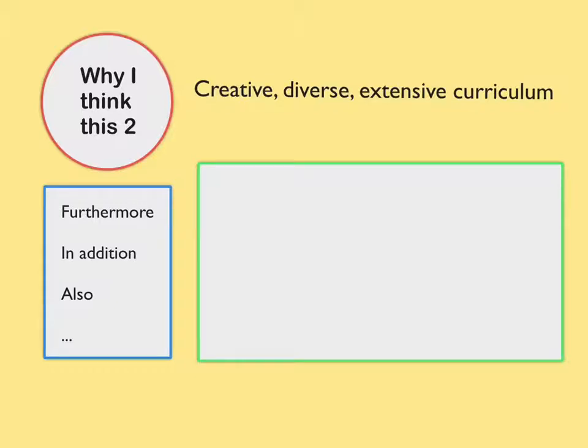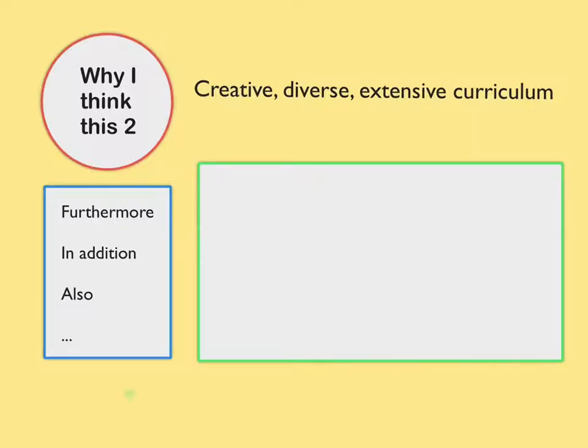Right, so today it's clear that we are writing two arguments. We are on the paragraphs where we write why I think this 2 and why I think this 3. If you remember our previous lessons, the second argument that we are bringing up today is the creative, diverse, extensive curriculum. So we are going to talk about the curriculum of our school. I'd like to call your attention to this.